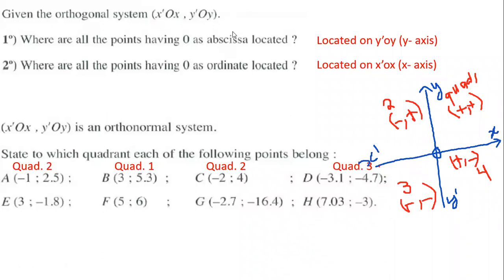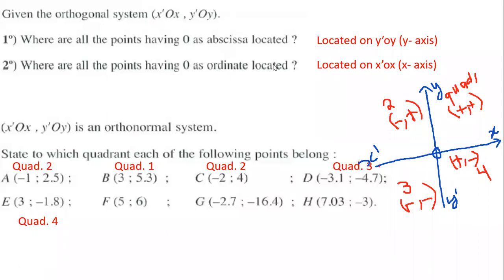Point E has positive abscissa, negative ordinate. Where is the abscissa positive and the ordinate negative? In which quadrant? Quadrant 4. Bravo. So point E belongs to quadrant 4.